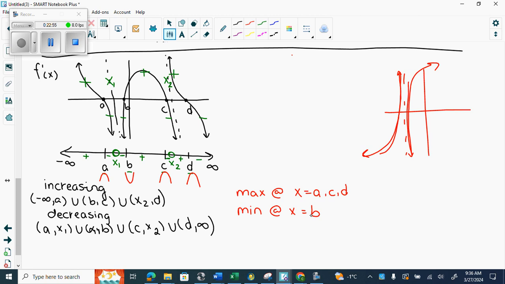I've never seen something this ugly ever given to you. I just want to see. They have to give polynomials.